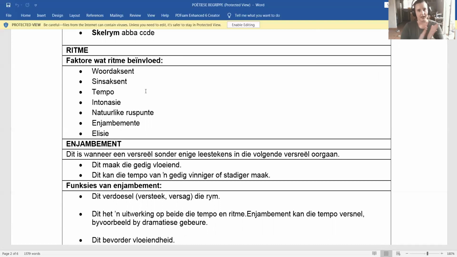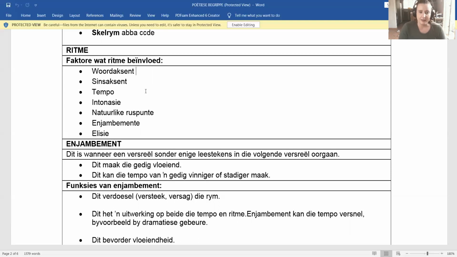You've got tempo, which is like how fast or how slow it goes. Intonasie, natuurlike ruspunte, so natural resting points, like where it naturally makes you stop talking. Okay, enjambamente. Now, enjambment is where you take a line and it goes into the next line automatically with no punctuation in between. So there's no full stops, there's no commas, there's no quotation marks.